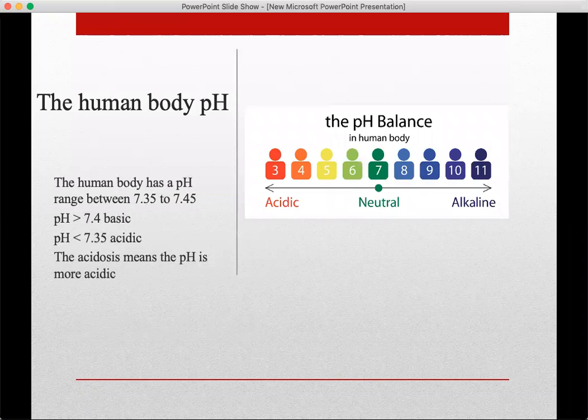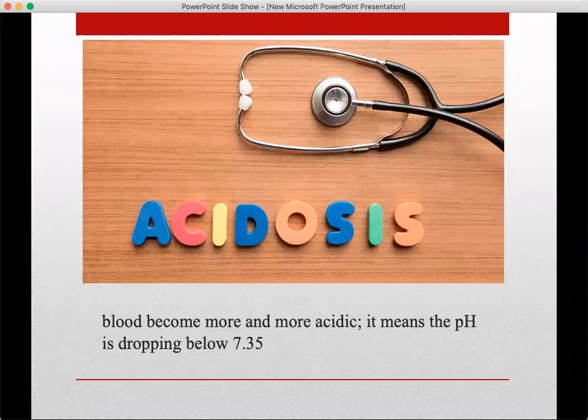The human body has a pH range between 7.35 to 7.45. If the pH is above that number, it's basic, and if the pH is below that number, it's acidic. Acidosis means the pH is more acidic. During acidosis, blood becomes more and more acidic. It means the pH is dropping below 7.35 because the kidney is not giving enough bicarbonate or the lungs are holding too much CO2.